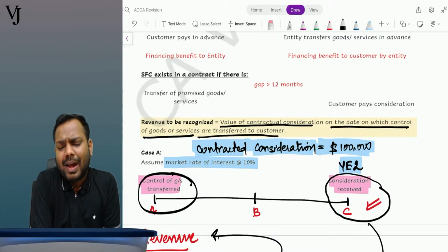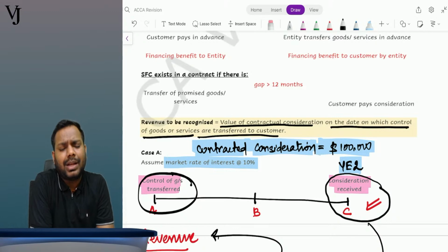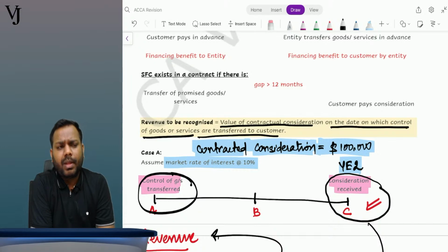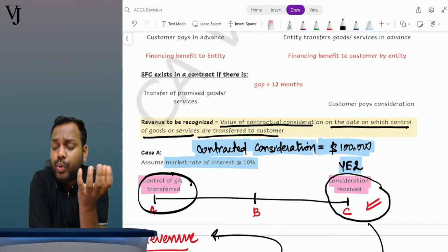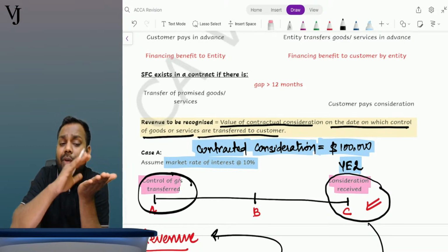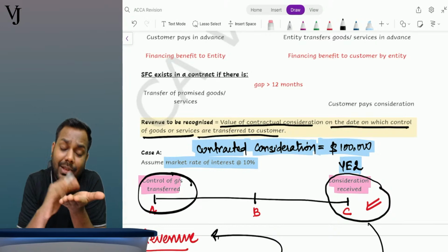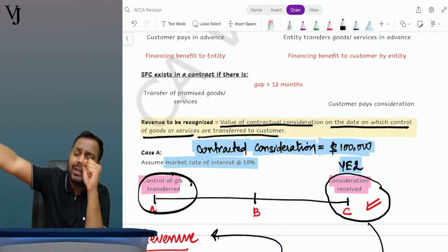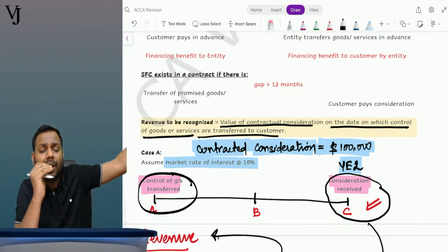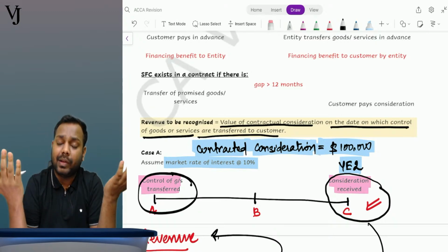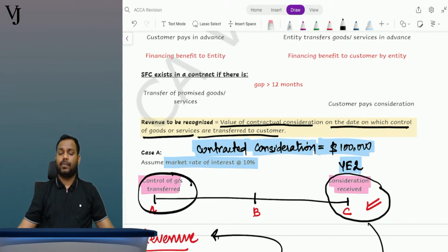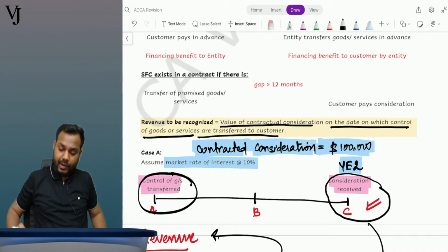Now, many students have this wrong notion in the mind that in the case of significant financing component, we recognize the revenue at the present value. No, my friend, no. It is not about present value. It is about the value of the consideration that you have received. What is the value on the date when you are transferring the control? It might be the case that you will receive the consideration after a few years, or it might be the case that you have already received the consideration in advance. It can be any case. So let's not mug up the concepts, rather understand the logic behind that. Is it clear, everyone?